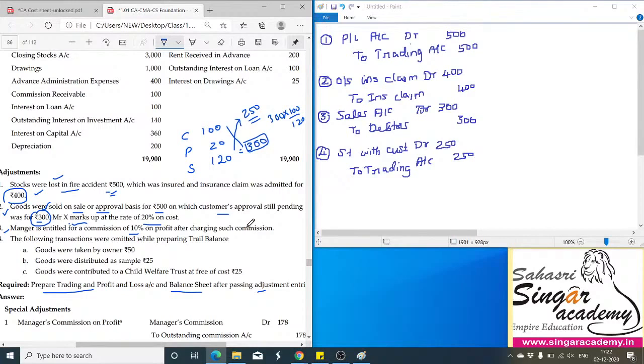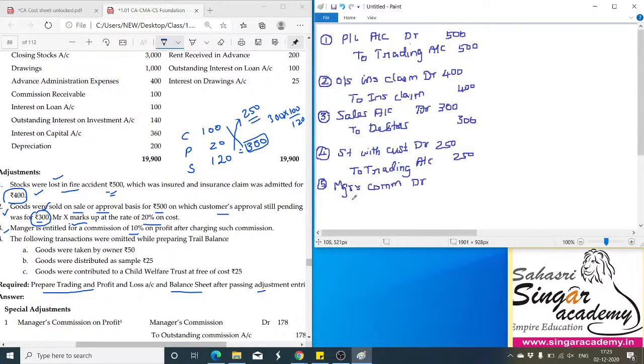It's a commission outstanding. Outstanding expenses are simply expenses to outstanding expenses, similar to that one. It's also an expense, but manager's commission. So I'm going to write here the fifth: manager's commission account debit. But I'm not aware of the value now, because unless I find out the profit, I cannot find the 10% on that. So you keep it pending. Pass a journal entry and keep the value to be posted later.